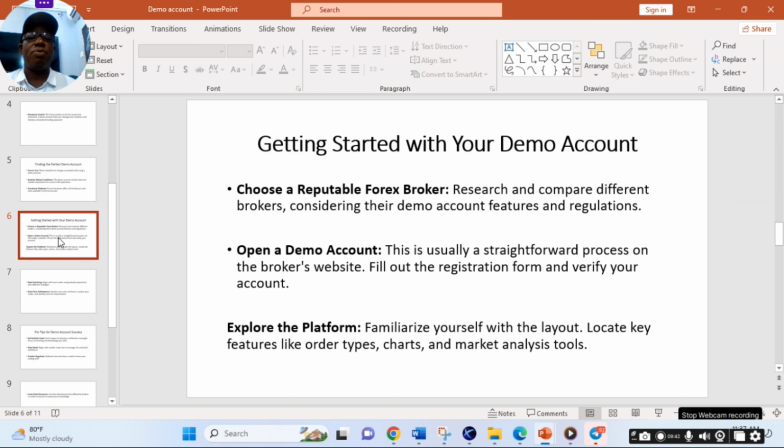Getting started with your demo account. Yes, choose a reputable broker, which I've told you. Open a demo account, and explore the platform. The broker in question, the link to this broker is in the description. Everything there is free. What makes a reputable broker?